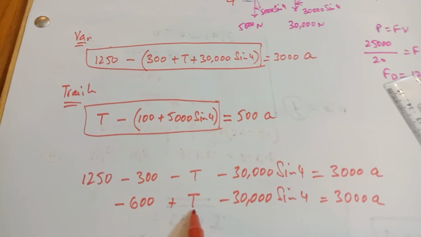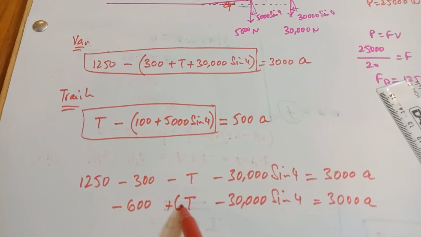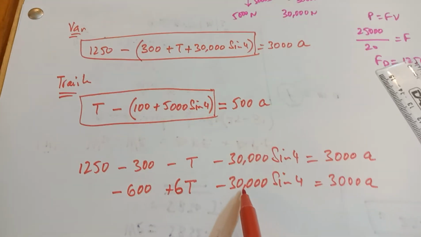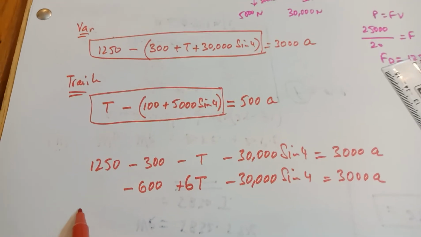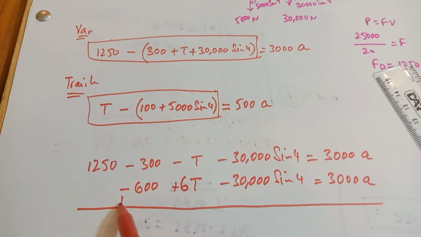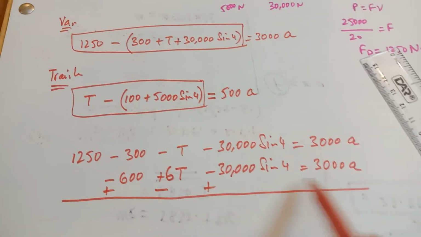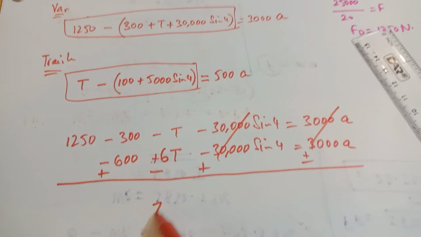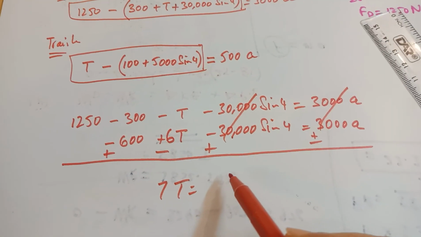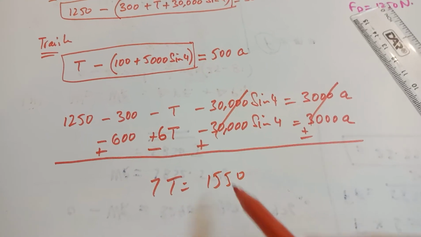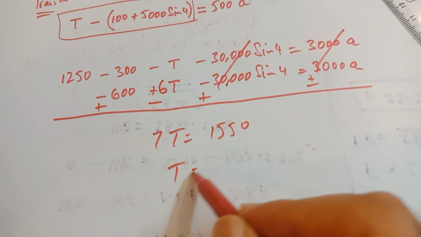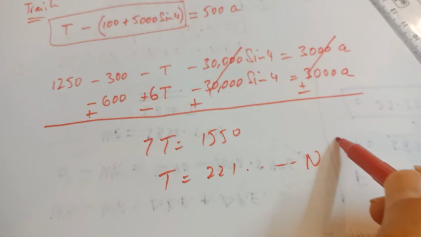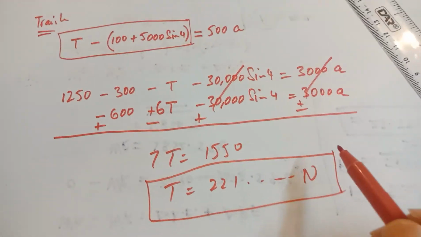This is 6T, I should write 6T over here, and this is minus 600, this is going to be minus 30,000 sine 4, this is going to be 3,000a, and I'm going to change all their signs. You will see that these will cancel out. So I'll have 7T equal to 1550. When you divide this, you must get 221 point whatever. So this is the tension in the cable over here.